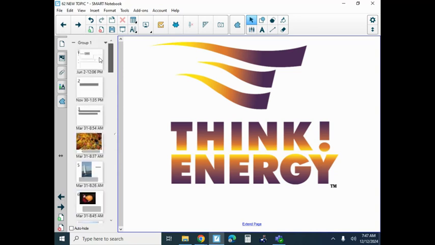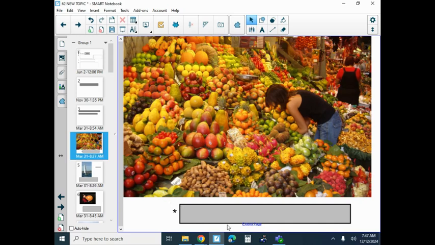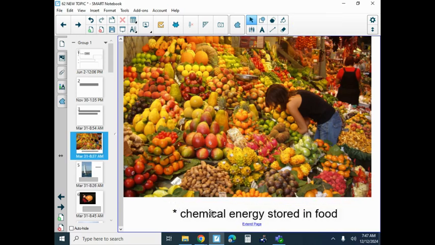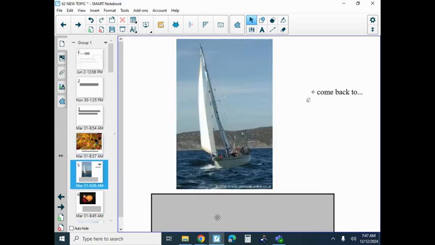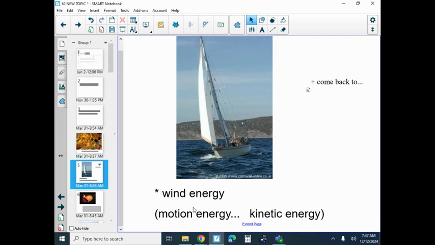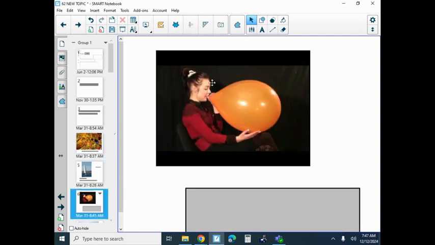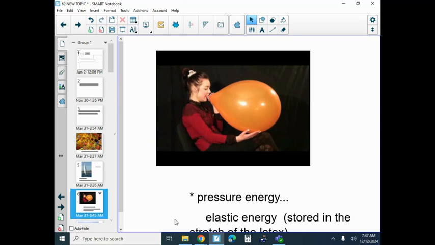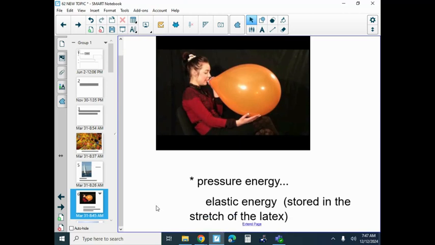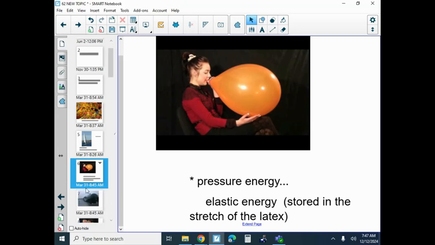So if we go back to the start here, obviously we're talking about energy stored in food. So it's chemical potential energy stored in food. We're going to talk about the different forms of energy, right? And so we have wind energy, and so you're going to get energy of motion, called kinetic energy, from the wind. Picture the energy stored in this giant balloon. If it were to pop, you'd have a lot of pressure stored up as elastic potential energy, the stretch of the rubber, the latex.